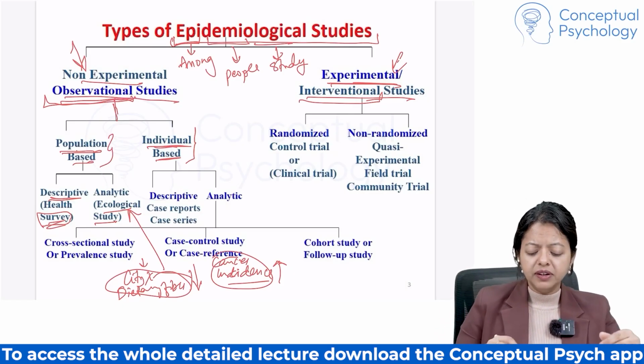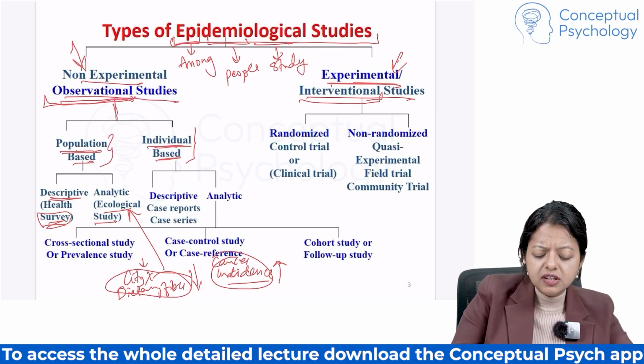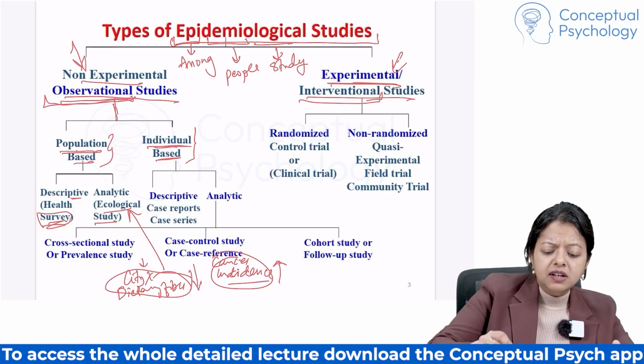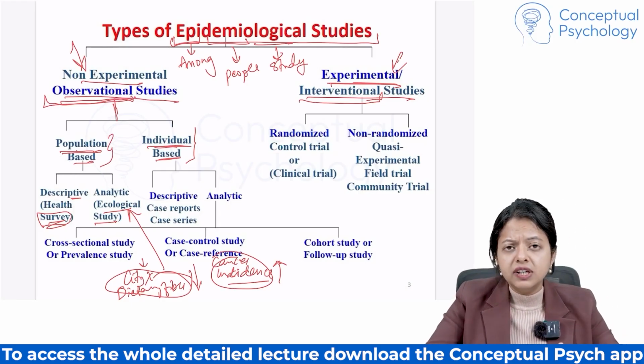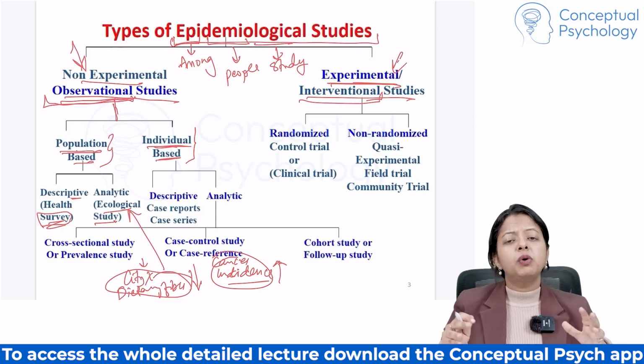Okay. Now, for these population based studies, the inference which we get from them is at the population level.